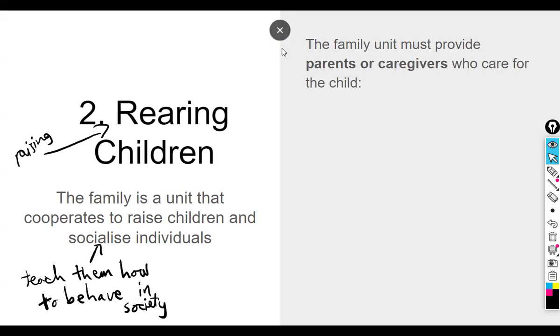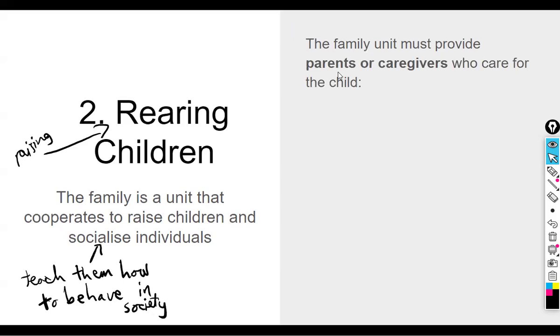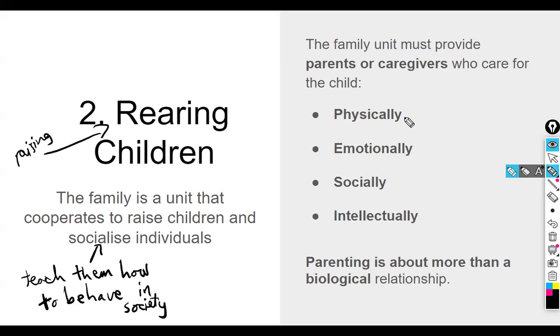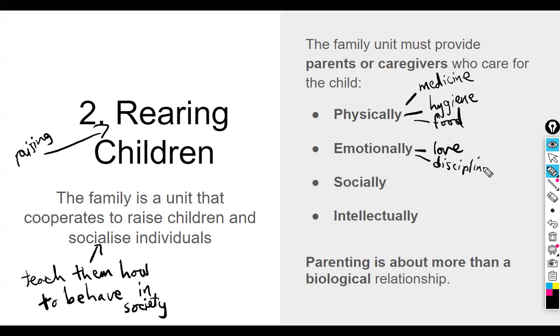That means socializing them. So a more detailed definition: the family unit has to provide parents, or if they're not actual birth parents or adopted parents, caregivers who are taking care of the child, right? How are they taking care of the child? Physically. So what does physical care for a child mean? What does emotional care, social care, intellectual care mean? So physically could be hygiene, taking care of them, bathing them. It could be food. It could be medicine, right? So take them to get their shots, give them medicine if they're sick. Emotionally, so love. Discipline, maybe discipline belongs more under social. So socially, behavior, what is appropriate and what is not. What is acceptable, what is not, right?